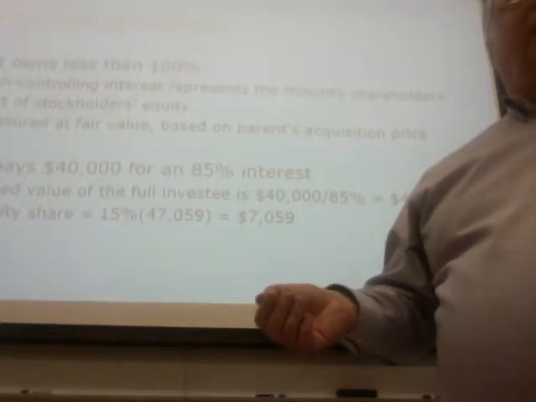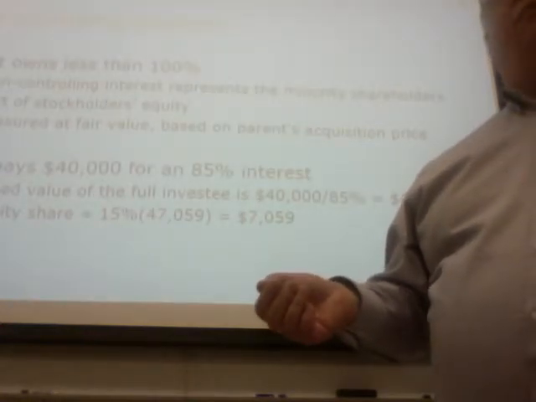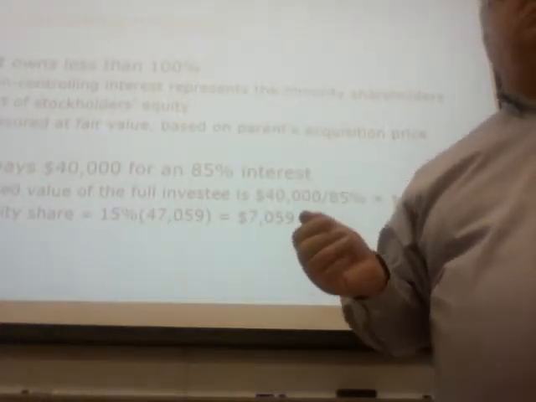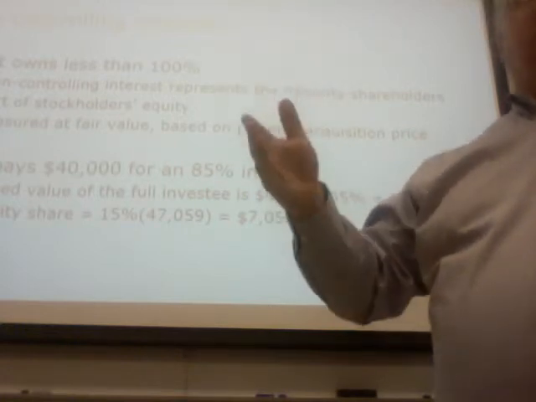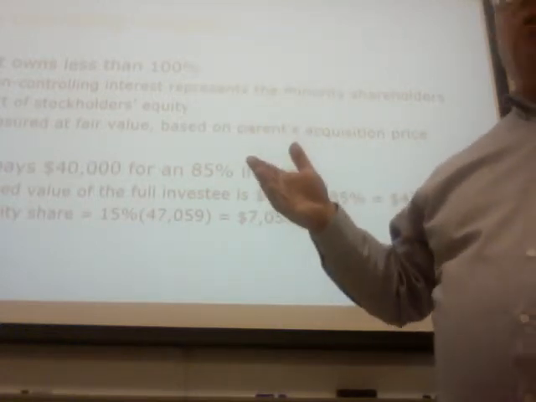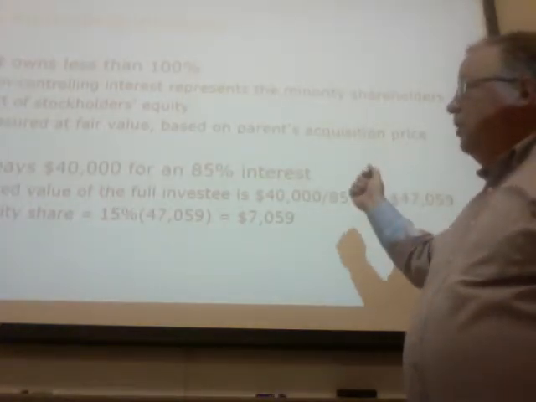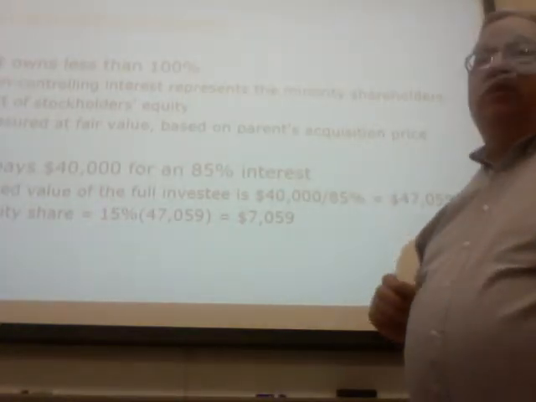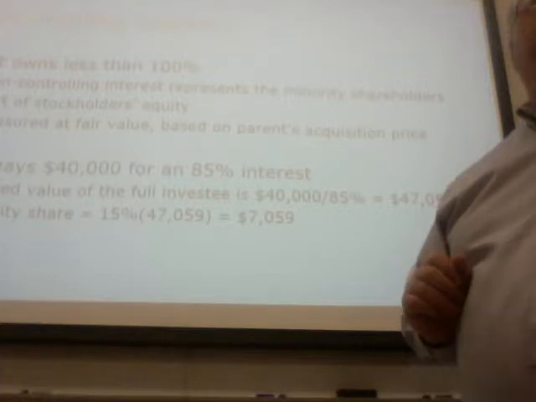We go through and allocate 100% of the fair value adjustments to the assets, to the net assets, to the assets and liabilities of the acquired subsidiary. We mark those all up to fair value, and we account for it with our investment and with the non-controlling interest, which is a component of equity.